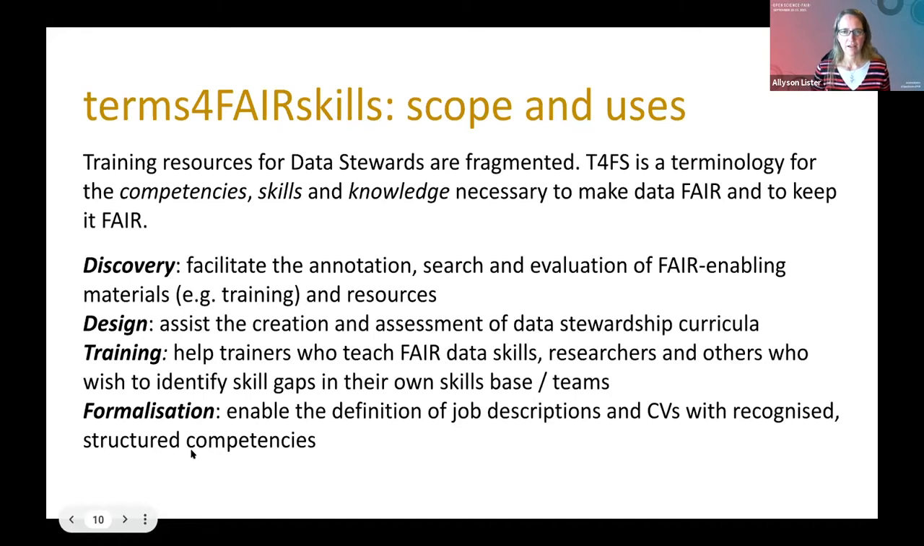And finally, it can help with any kind of formalization of knowledge about training. So you can help define job descriptions, you can help organize CVs, you can help structure the sort of competencies that you might want out of a prospective employee. We've had a number of resources that we originally drew on, and we wanted to create a nice high-level view of the landscape, and we brought in a number of different resources when they were originally doing the use cases and competencies for Terms for FAIR Skills.